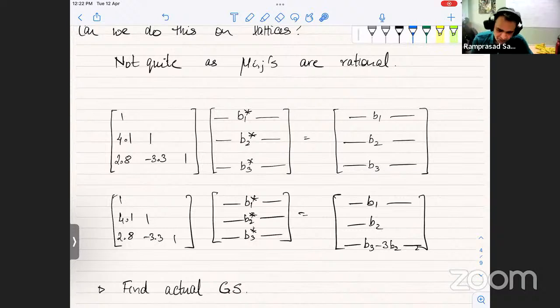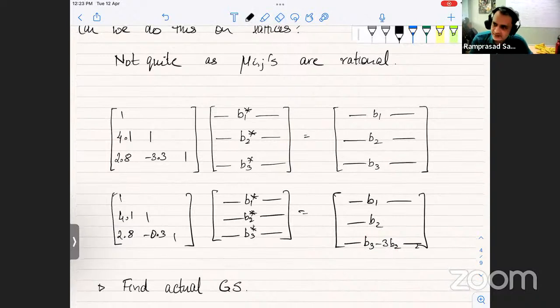No. What Varun's point was is quite valid. If I replace b3 with b3 minus 3b2, one thing that happens is that this is going to become minus 0.3. But the problem is, so will this entry. This entry will change. Right? So this will become 2.8 minus 3 times 4.1, which is 12.3 minus 2.8. What is this? So this is apparently minus 9.5. So you will end up with something that looks like minus 9.5.